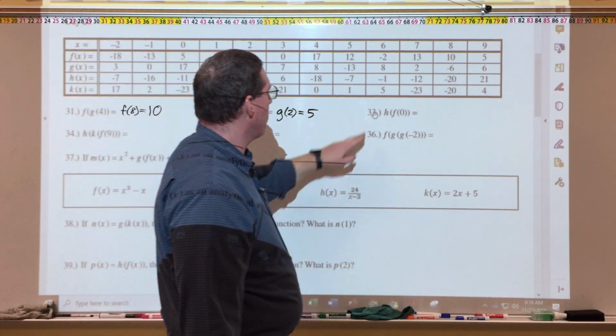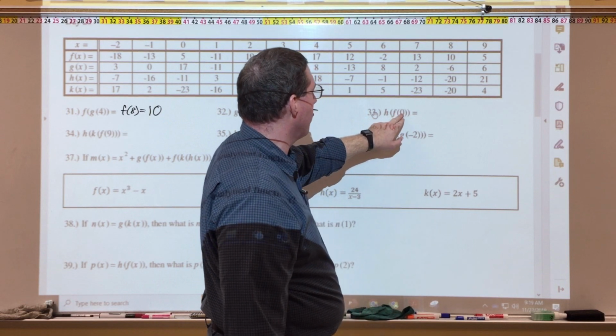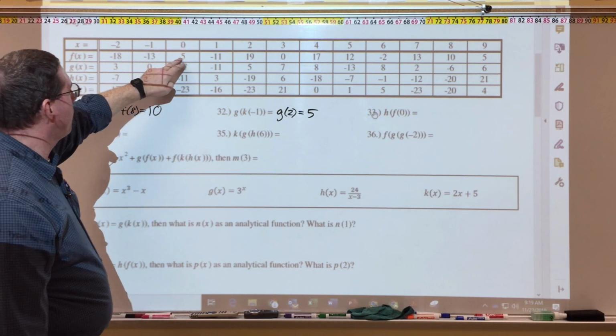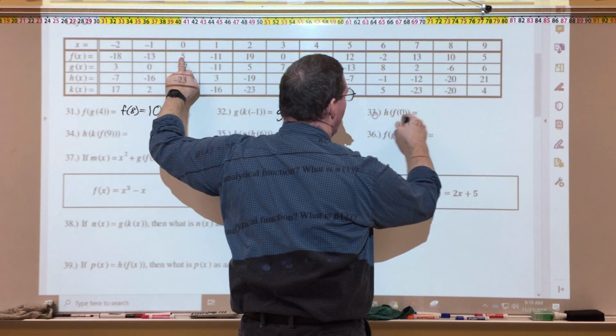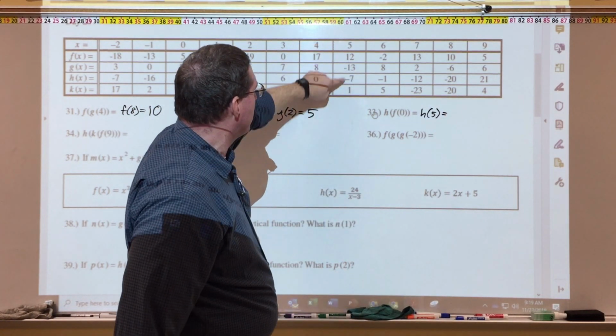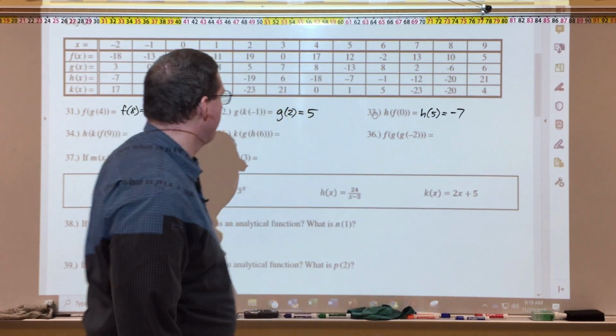All right, question 33, h of f of 0. So first we need the answer to f of 0. F is the first row, so f of 0 is 5, so we need h of 5. And now let's go to the 5. H is the third row, that's -7, so the answer to 33 is -7.